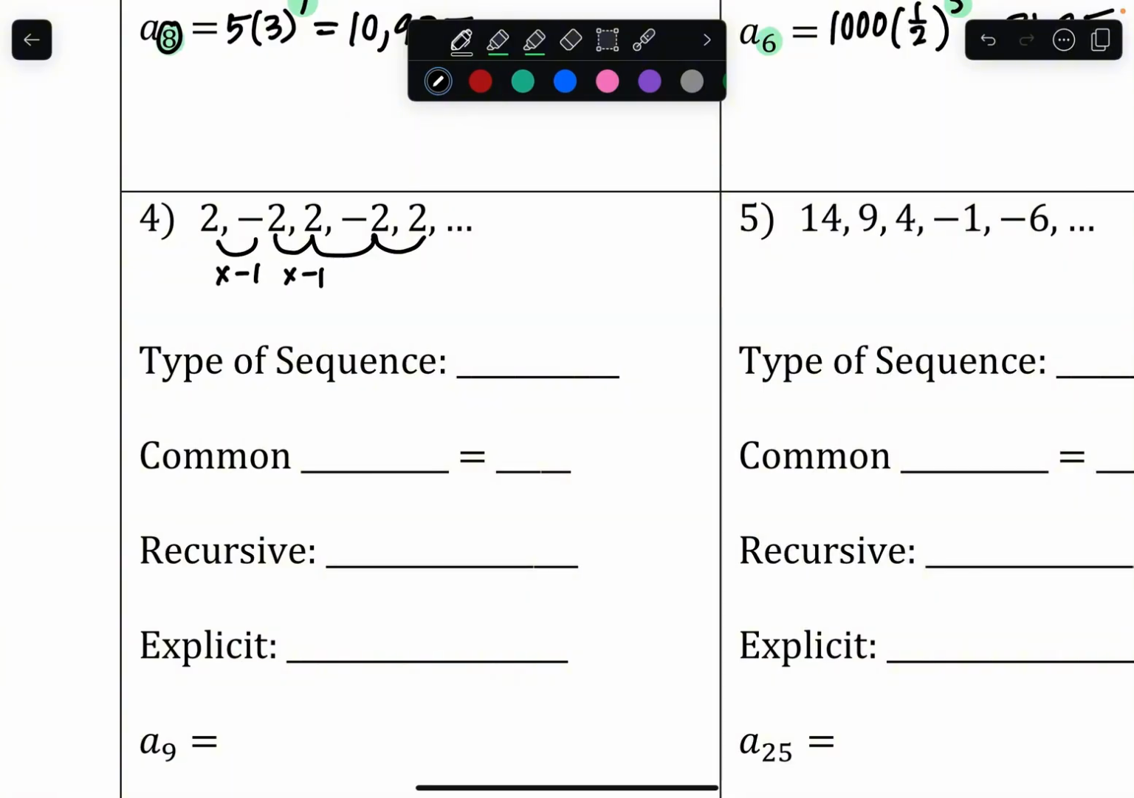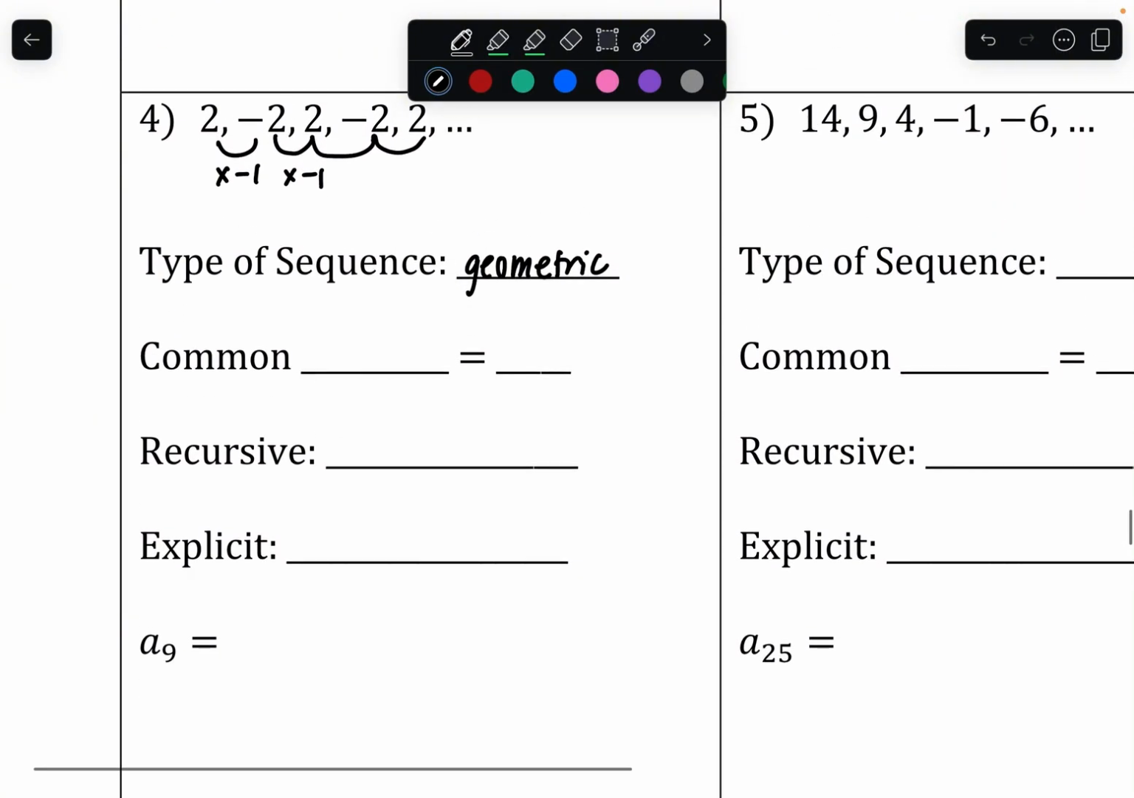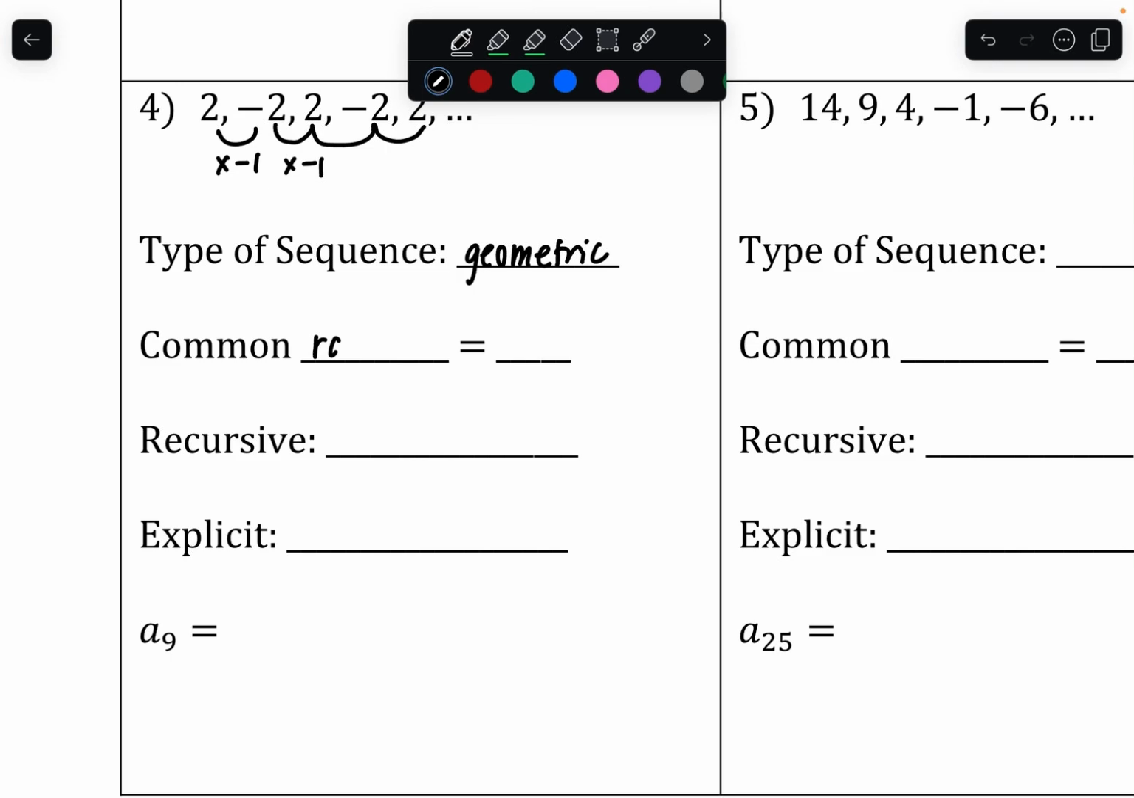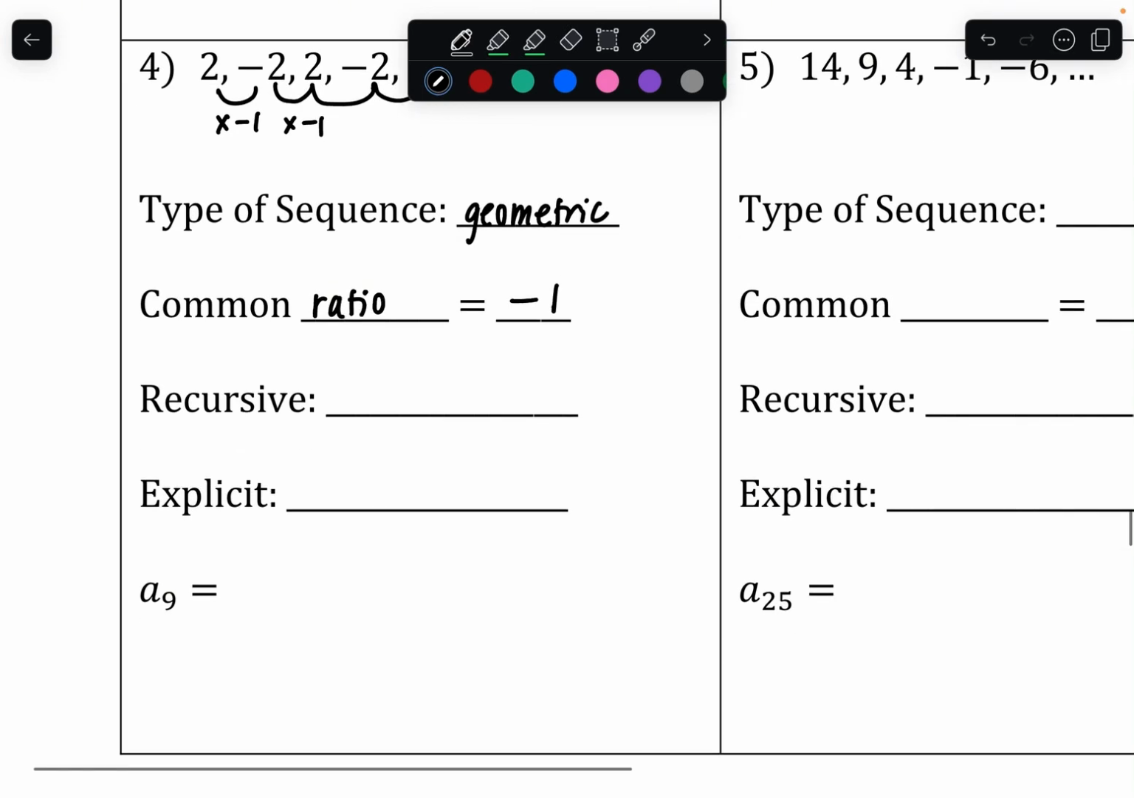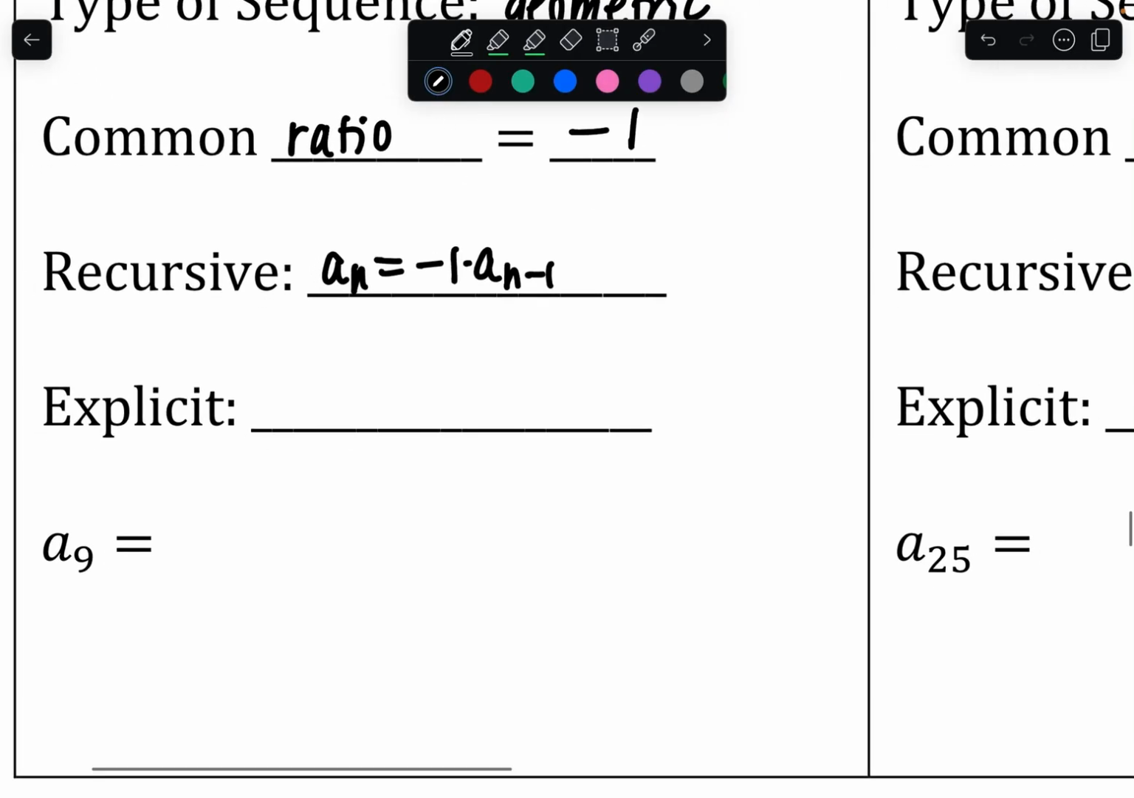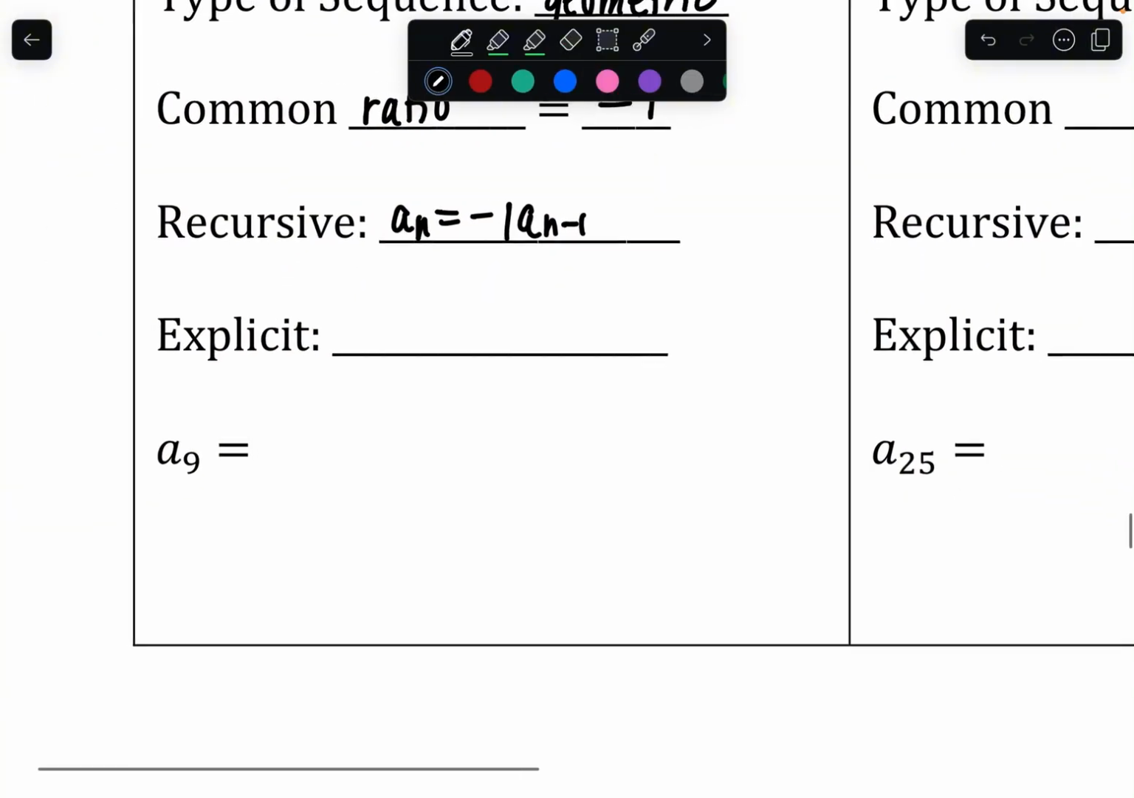Anytime you see it going from positive to negative, positive to negative, positive to negative, that means you're multiplying by a negative, because the negative keeps getting canceled out every other term. And so our common ratio is -1. So in recursive notation, we get to any term by taking our previous term and multiplying it by -1. They usually don't put that multiplication dot, but I like to write it. But if you don't see it written, it still means multiplication. They may not even write the 1. They may just put a negative.